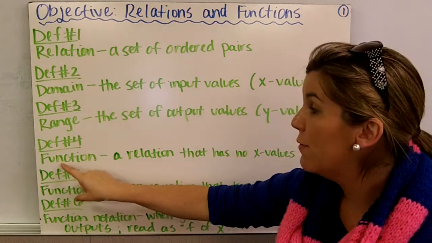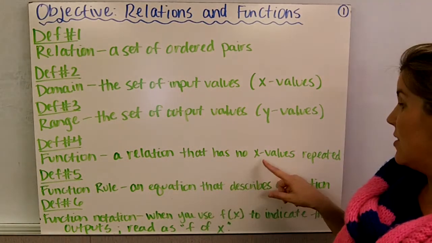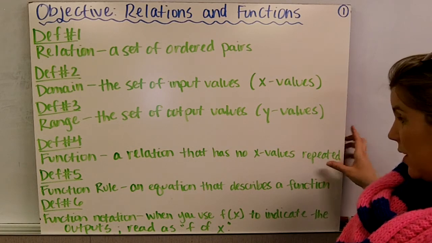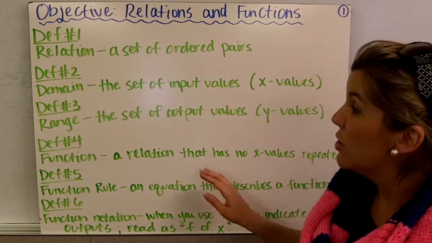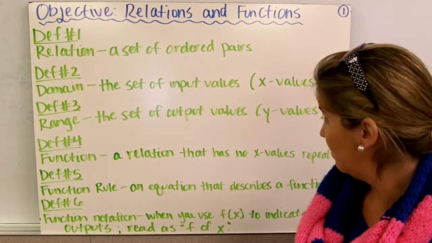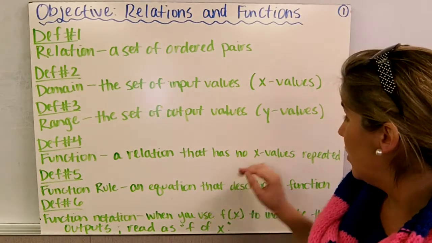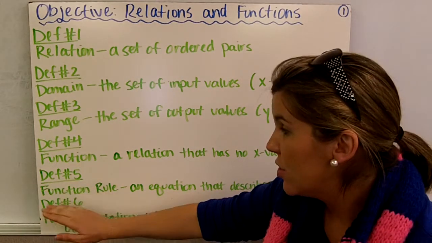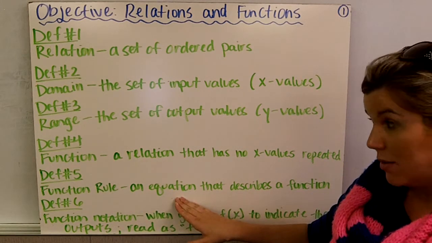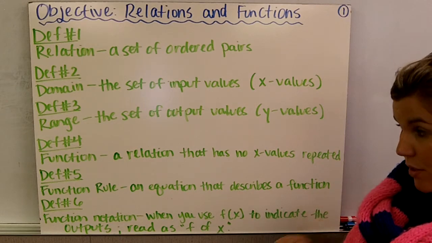Definition number 4, a function is a special kind of relation. It has no x values that are repeated. No x values repeated. So each x has exactly one y. X's are not repeated. Definition number 5, the function rule. A rule is an equation that describes a function.